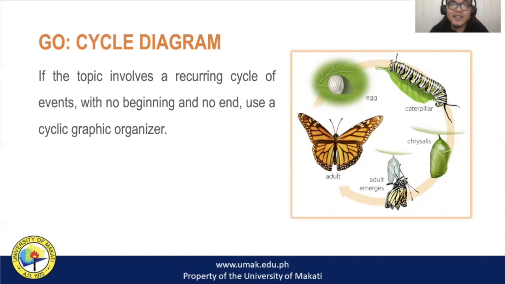Next we have the cycle diagram. To be honest, this is one of my favorites because I remember when I was in grade 4, my science teacher would ask us to draw in our notebook the life cycle of a butterfly, like this on the picture. If the topic involves a recurring cycle of events with no beginning and no end, use a cyclic graphic organizer. Because it happens continuously, it's a good idea for the life cycle of a butterfly to be illustrated using a cycle diagram. Brings back so many memories. Let's go to the next one.